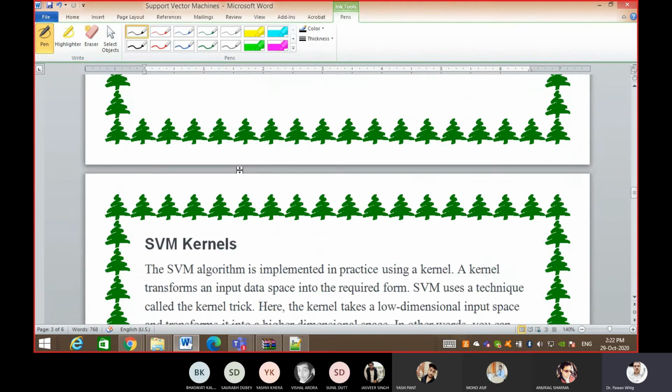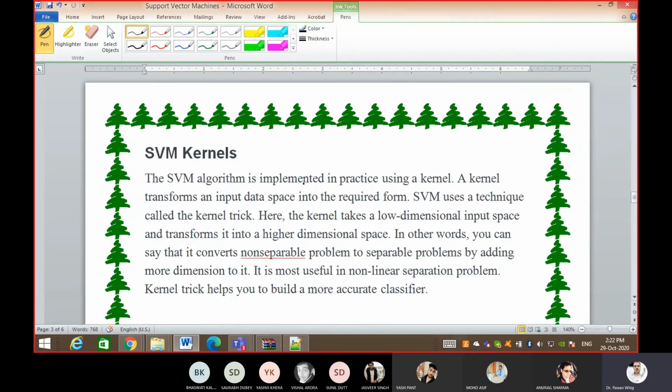Now we will see what the SVM kernels are. The SVM algorithm is implemented in practice using a kernel. Kernel, I think you all know from the OS also, is a part of the processor. A kernel transforms the input dataset into the required form. SVM uses a technique called the kernel trick. Here, the kernel takes a low dimensional input space and transforms it into a higher dimensional space. In other words, it converts a non-separable problem into a separable problem by adding more dimensions to it.